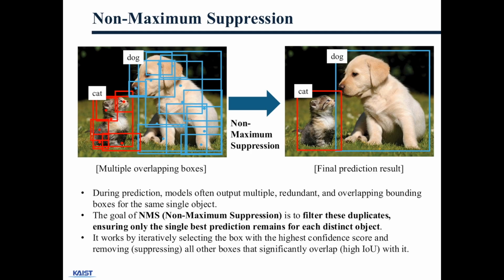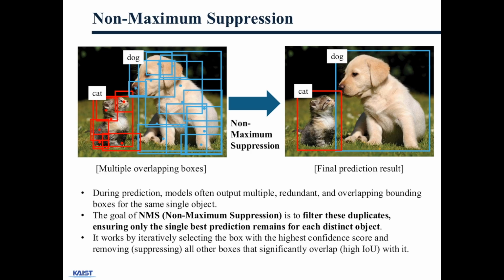During prediction, an object detector often produces multiple boxes for the same object. In the left image, we can see many overlapping boxes around the dog and the cat. This happens because nearby feature map locations may all predict similar objects, and multi-scale features can also produce overlapping predictions. The goal of NMS is to remove these duplicates and keep only the best prediction for each object.